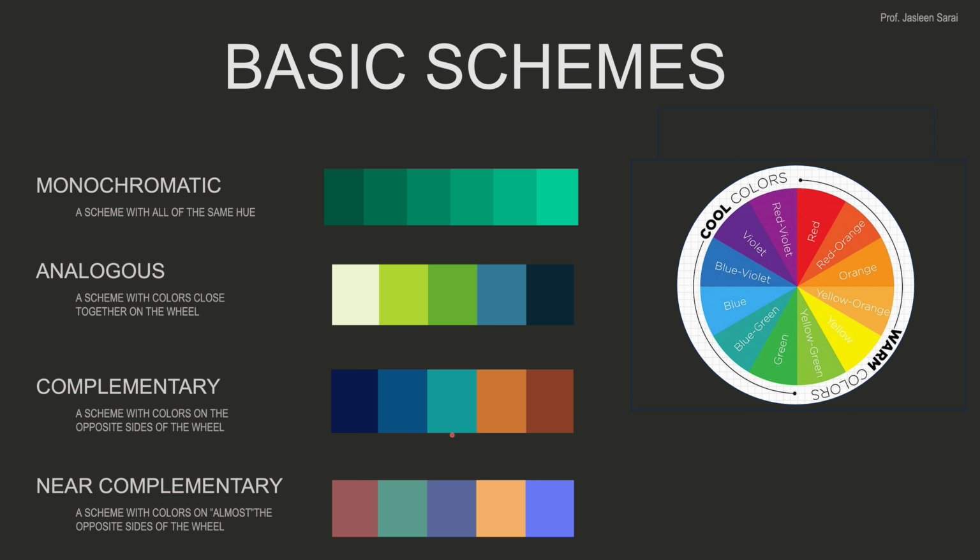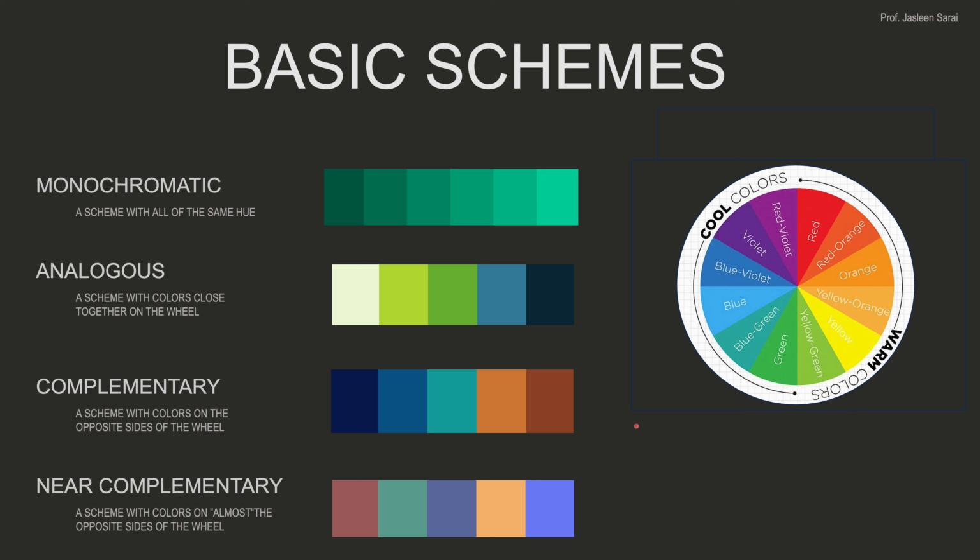Complementary colors are different because they're on the opposite side of the color wheel. For example, you have some blues and then you have some oranges. Brown, this particular brown, is like a darker version of orange. So if you look at the color wheel, blue and orange are exactly opposite of each other. And that can create a really nice color scheme that has a lot of contrast to it.